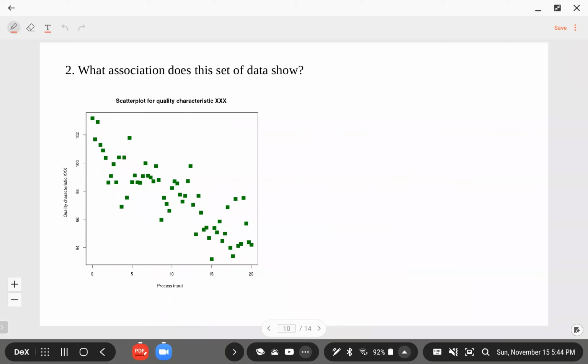So, our next set of data. What association does this set of data show? Please put your answers in the chat. I'll leave this slide up for a few moments, and I hope you'll all participate and answer. Shouldn't be too hard.